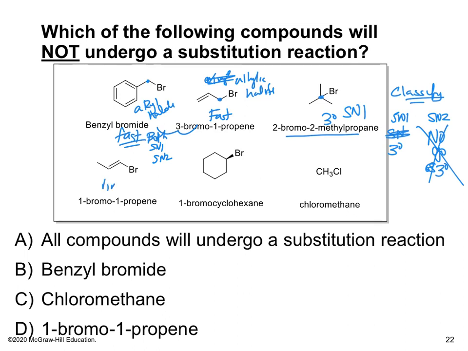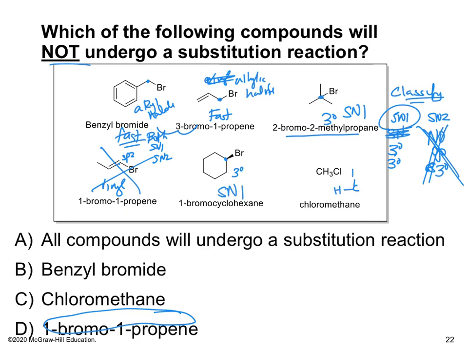This is a vinyl. See, that's an sp2 carbon. So that will not undergo substitution. So that's the 1-bromo-propene. This one, what is this? This is a tertiary. So tertiary would undergo SN1, no go for SN2. So this is SN1. And then this, what would that one be classified?